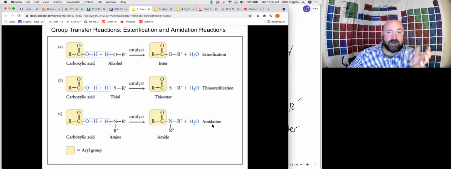Amidation, the forming of an amide, is the exact same process, only now we're going to take our carboxylic acid and react that with an amine. And sorry, the alcohol here could actually be a primary, secondary, or tertiary.